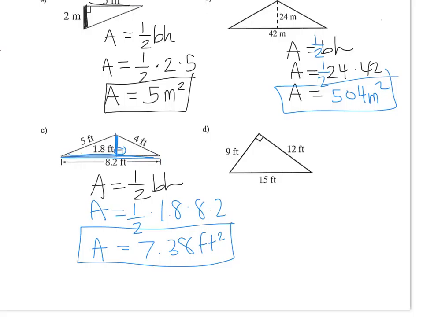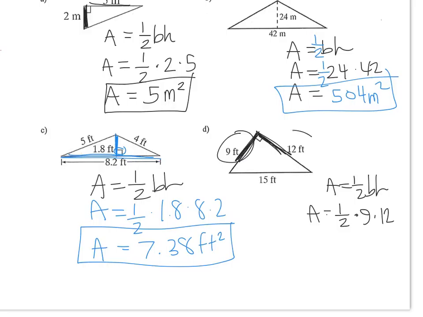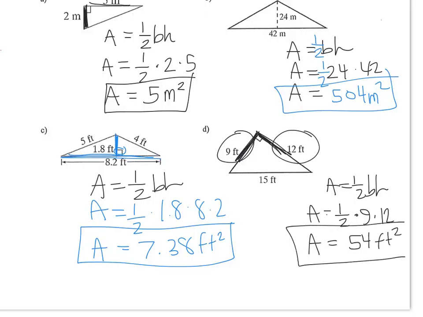And then letter D, you're looking for the 90-degree angle. These two make a 90. So I do area equals 1/2 base times height. Area equals 1/2 times 9 times 12. So these two come together to make a 90. That's why this is my base, this is my height. So it's going to be 54 feet squared.